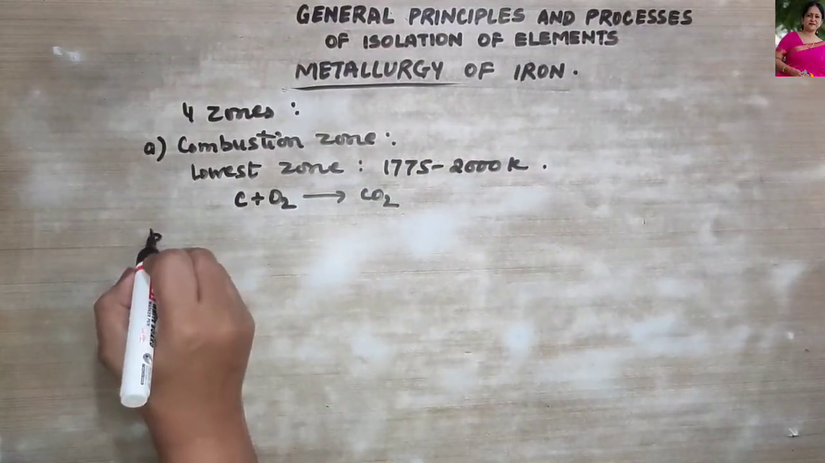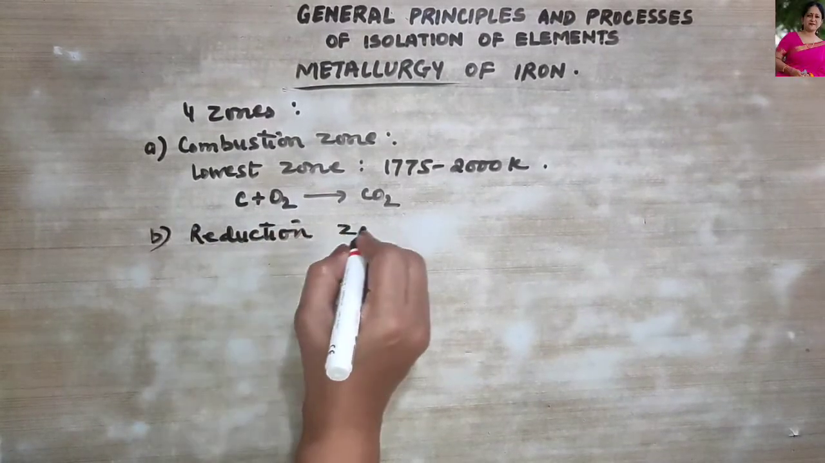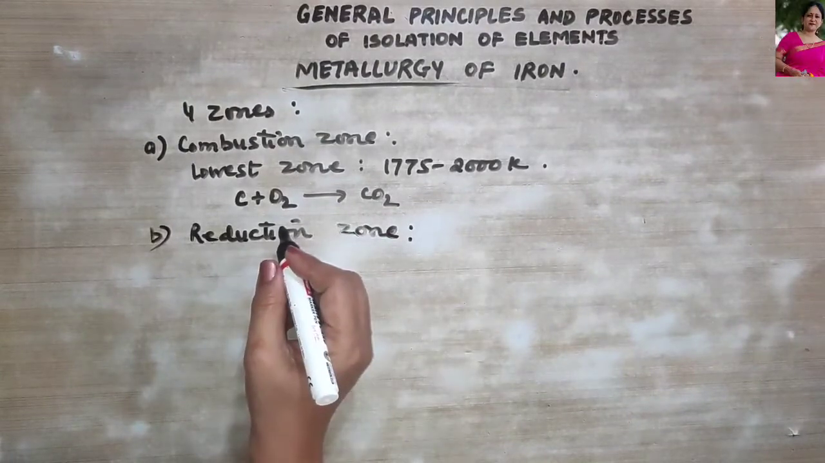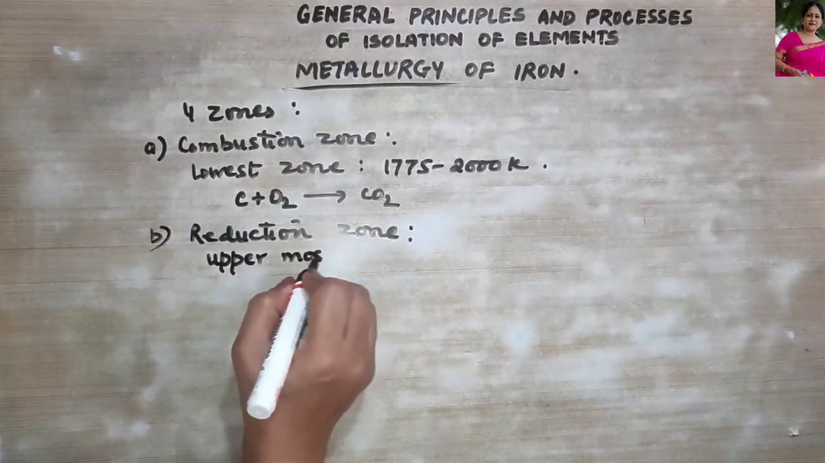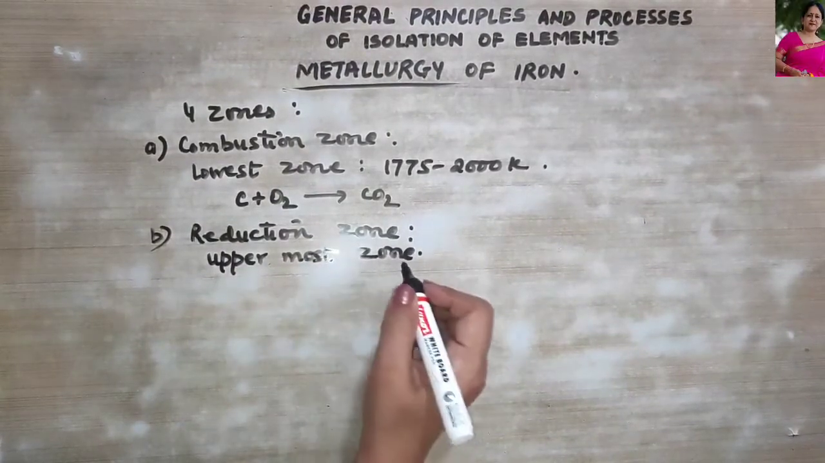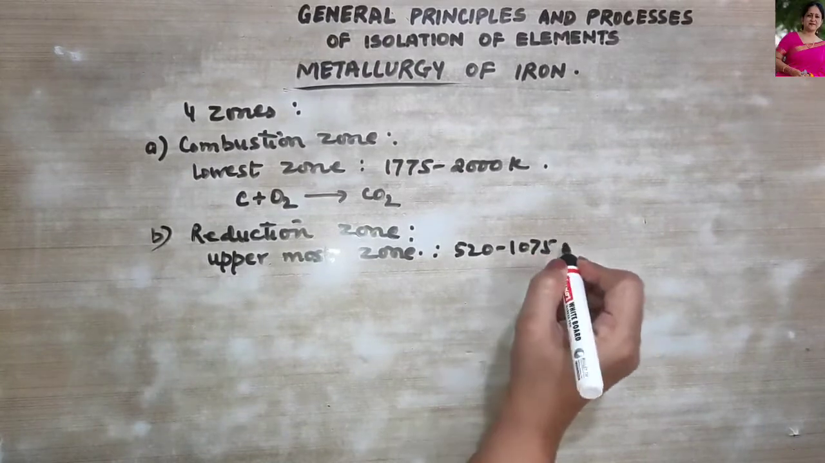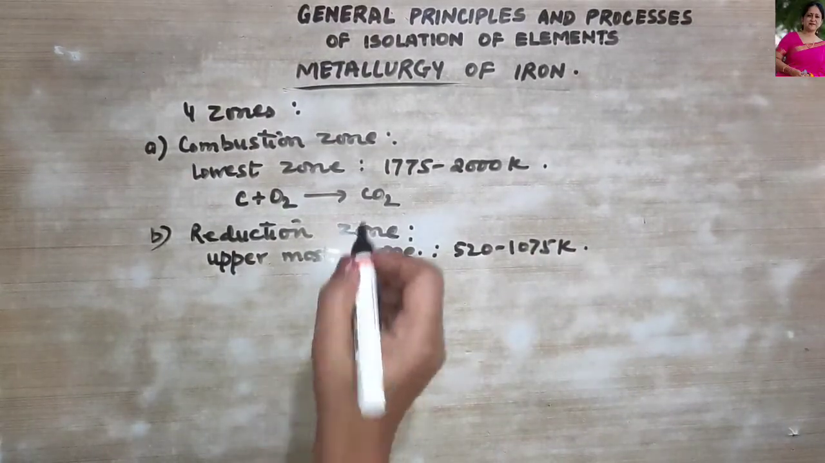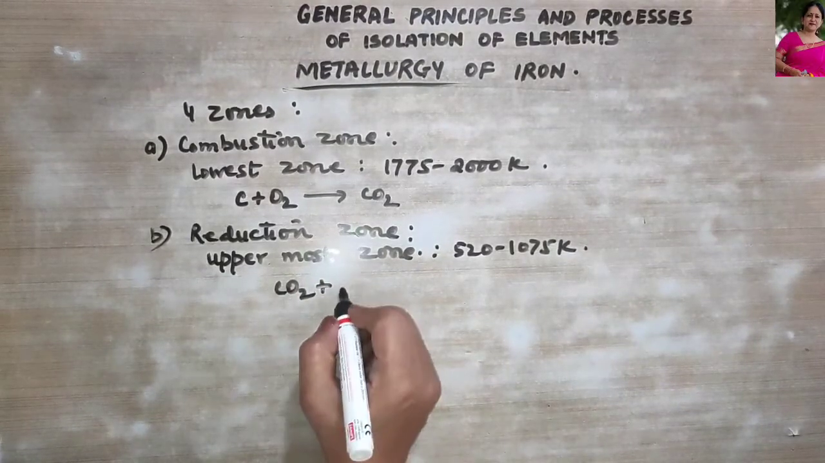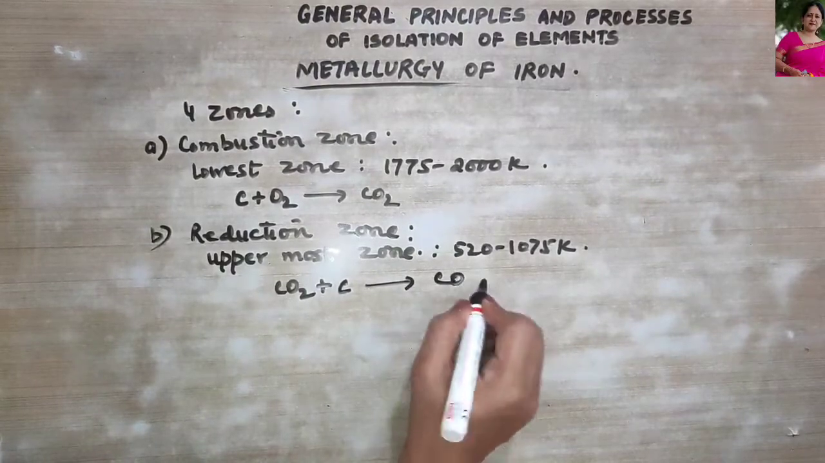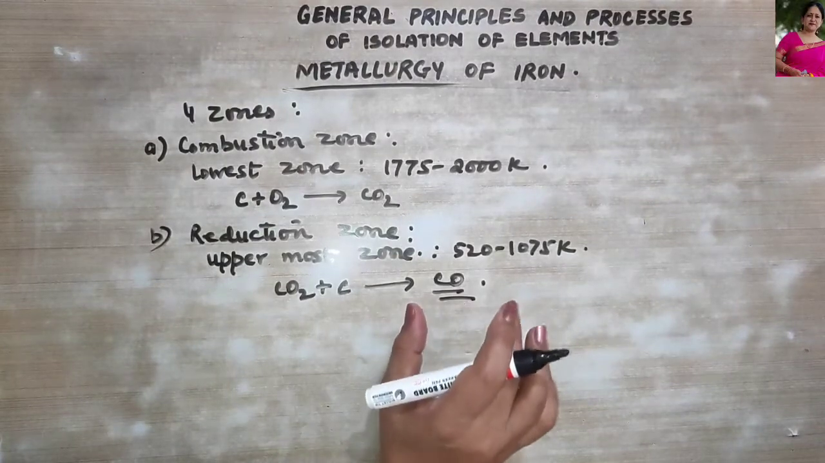It moves to the second zone, which is called the reduction zone. Over here, this is the uppermost zone, right? Over here, the temperature maintained is around 520 to 1075 Kelvin. What will happen over here? The carbon dioxide that has come from the combustion zone combines with the coke lining, and what is it going to form? Carbon monoxide. Now this carbon monoxide acts as a reducing agent.